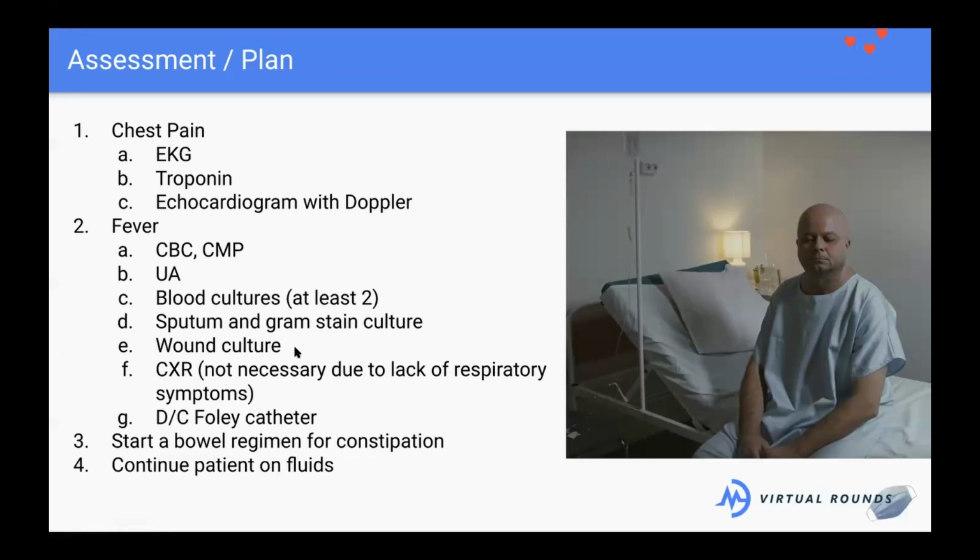We could potentially culture the wound. I also am not a super fan of this yet. I would like to do a chest x-ray on him because I think it's cheap, it's easy, and we're checking for consolidation, and I think it's appropriate to DC the Foley as well, or discontinue it rather. And I'd like to start him on something for his constipation. It's been 3 days since he's had a bowel movement, so I feel like it's probably appropriate to start him on some type of laxative. And I think we're gonna keep him on fluids because he's not hydrating.